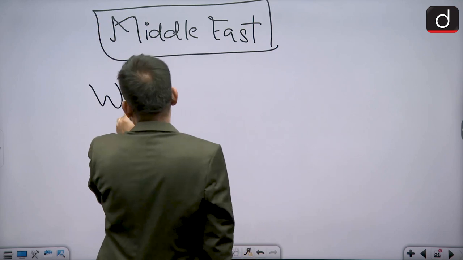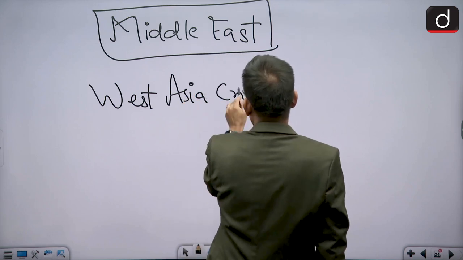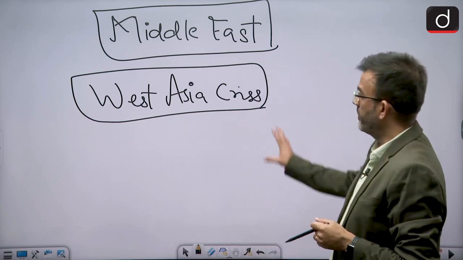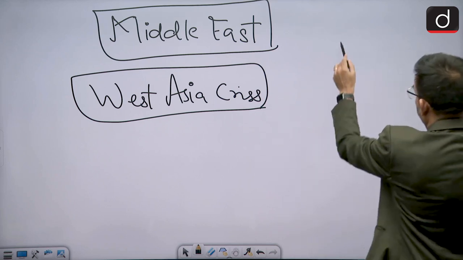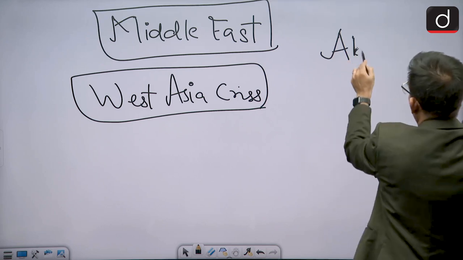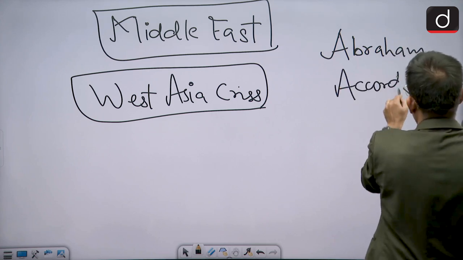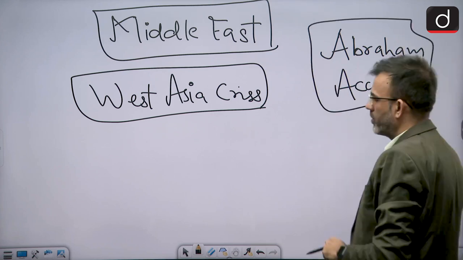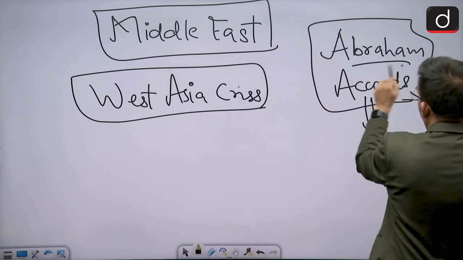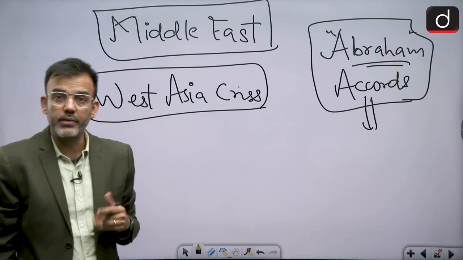You must have heard about this West Asia crisis, because whenever Israel and Arab countries come into the picture, West Asia becomes prominent. Again, since 2020, we are hearing about these Abraham Accords. They have a strong linkage to this grouping of I2U2. Abraham Accords: the name itself, Abraham, will lead to a further query of what the Abrahamic religions actually are.